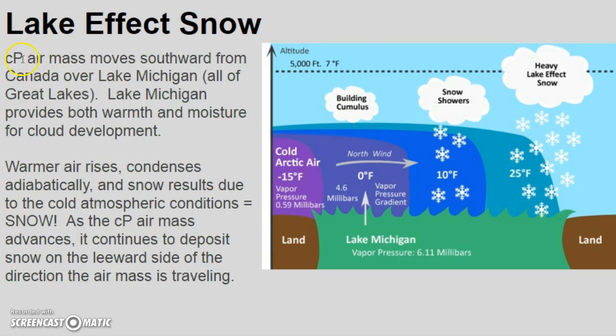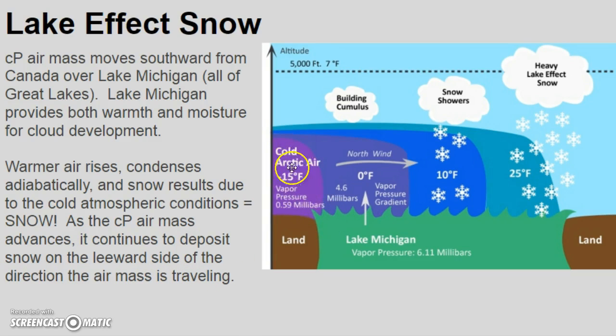So when the continental polar or continental Arctic air mass moves southward from Canada over Lake Michigan, or any and all of the Great Lakes, Lake Michigan provides both the warmth and the moisture for cloud development. Warmer air rises, condenses adiabatically, and snow results due to the cold atmospheric conditions, right? This is what leads to snow. As the air mass advances, it continues to deposit snow on the leeward side, in the direction the air mass is traveling.